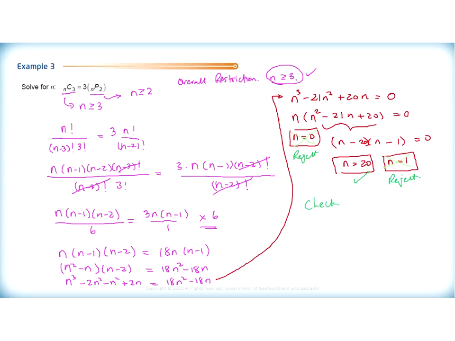Now let's double check it, see if we get the correct answer here. If we double check n is equal to 20, let's see what we get. The C of 20 choose 3 should equal 3 times the P of 20 choose 2. The C of 20 choose 3 is 1140, which equals 3 times the P of 20 choose 2, which is actually 380. 380 times 3 is 1140. So yes, it does work. I just checked it, and n equals 20 does work fine. And I've now solved for n.